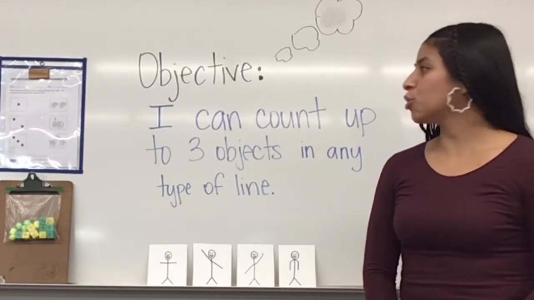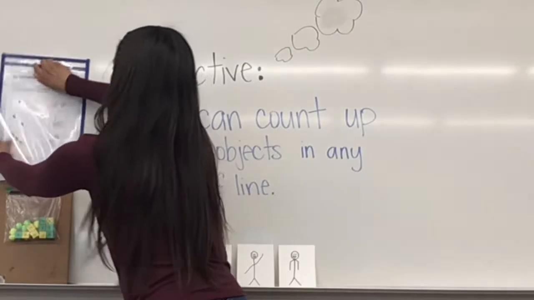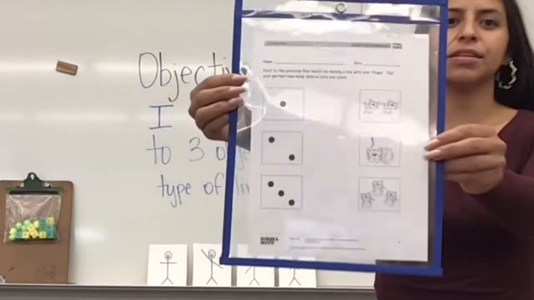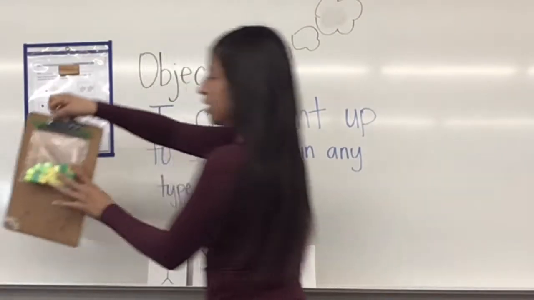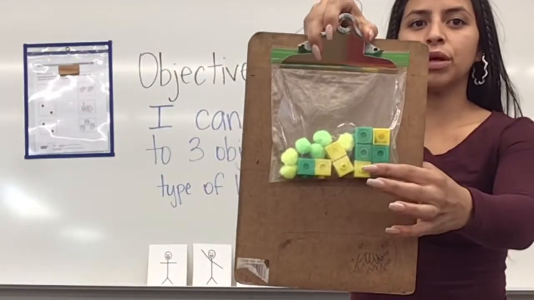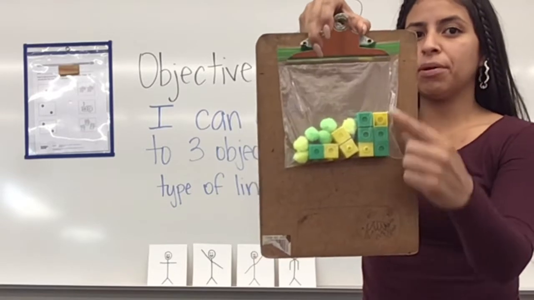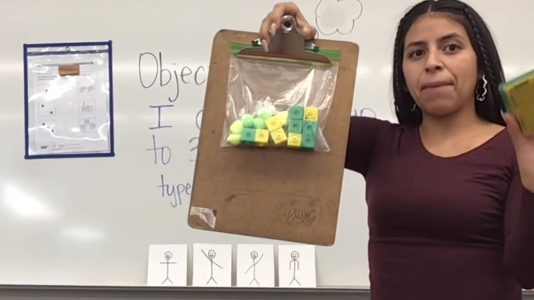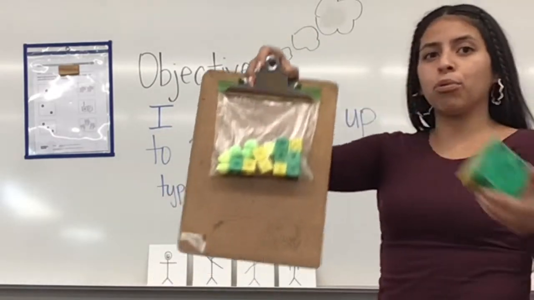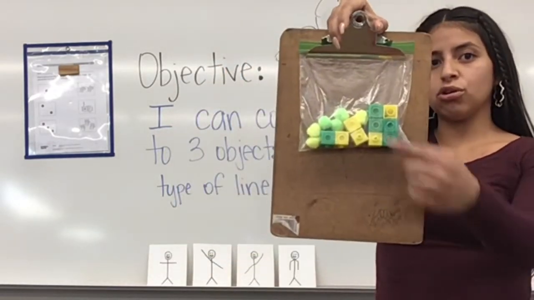For today, you will be needing your CAT worksheet. It looks like this. You will be needing your linking cubes, your yellow ones and your green ones. We won't be using our puff balls today, but go ahead and pull out your green and yellow linking cubes. I'm going to be using my magnet tiles so you can see better on my board, but you're gonna go ahead and use your linking cubes.